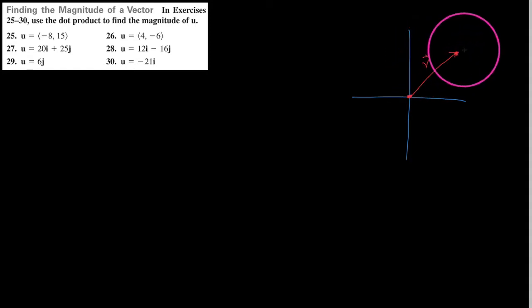Okay guys, in this video we're going to look at how we can use the dot product in order to help us find the magnitude of a vector. I'm going to start with a quick sketch of the situation. Imagine we have a vector in standard position, starting at the origin and terminating at some point here. If I call this vector v, let's assume that this is v1, v2.